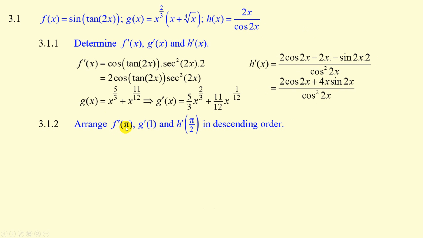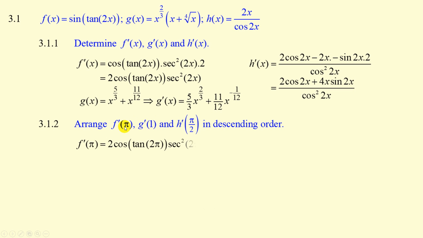Now we have to arrange f prime of pi, g prime of 1, and h prime of pi by 2. Now I hope that these radians don't scare you, because remember 2 pi is 360 degrees, pi is 180 degrees. So therefore this is really just f prime of 180 degrees if you really find it difficult to work just in radians. G prime of 1, h prime of pi by 2.